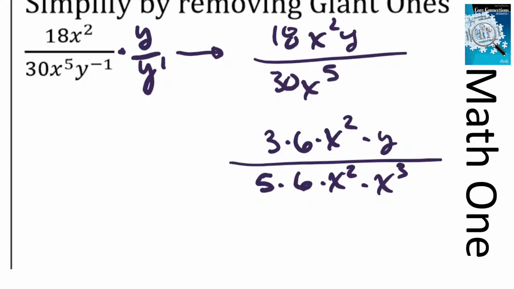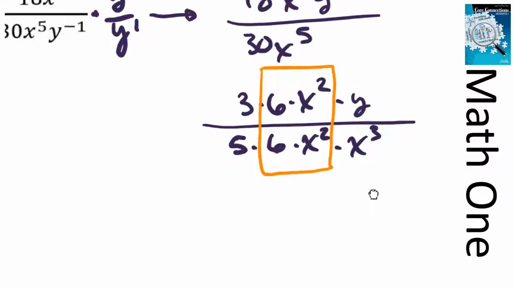You'll notice what I've done is I've broken up the 5 factors of x I had into two groups, x squared times x to the third. It's still 5 factors of x in my denominator, but now I can very clearly see the giant 1, right? This is 6 times x squared over 6 times x squared. So that giant 1 can be completely eliminated from this expression.